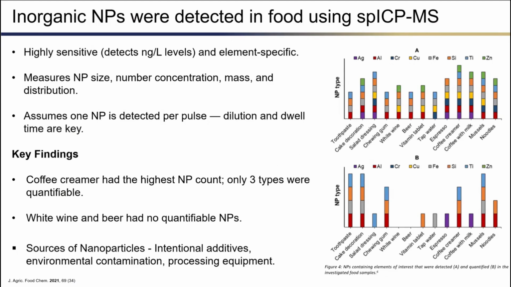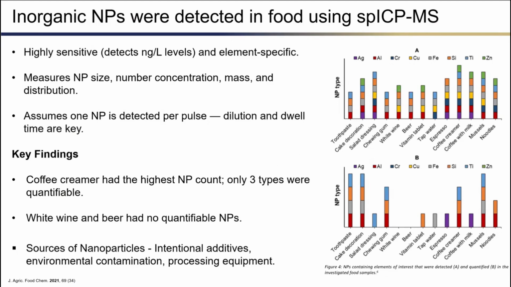According to this study, nanoparticles were observed in almost all the food samples, as you can see in figure A. And in figure B, you can see which nanoparticle types can be quantified. The key findings in this study is that coffee creamer had the highest nanoparticle count, but only three types were quantifiable. White wine and beer had no quantifiable nanoparticles, and the sources of nanoparticles were threefold.